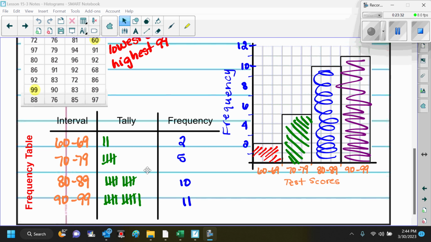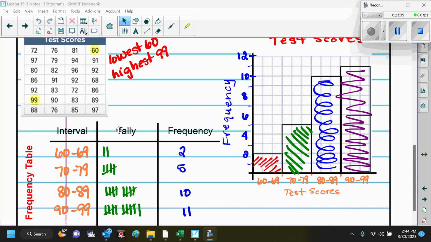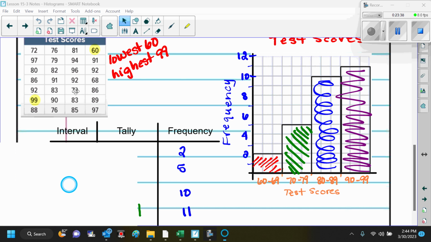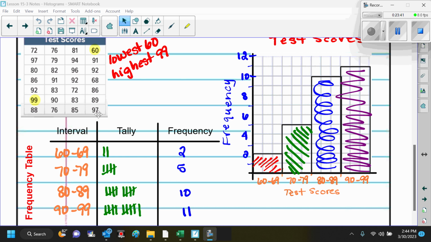So on that frequency table, I looked at my data and I said the lowest score is a 60, the highest score is a 99. So I counted by groups of 10. So this is all the 60s, all the 70s, all the 80s, and all the 90s. And that's usually how you see the test scores anyways, right? That's 60 to 69, 70 to 79, 80 to 89, 90 to 99, and up here, nobody got 100, so we didn't have to include that next interval, 100 to 109.